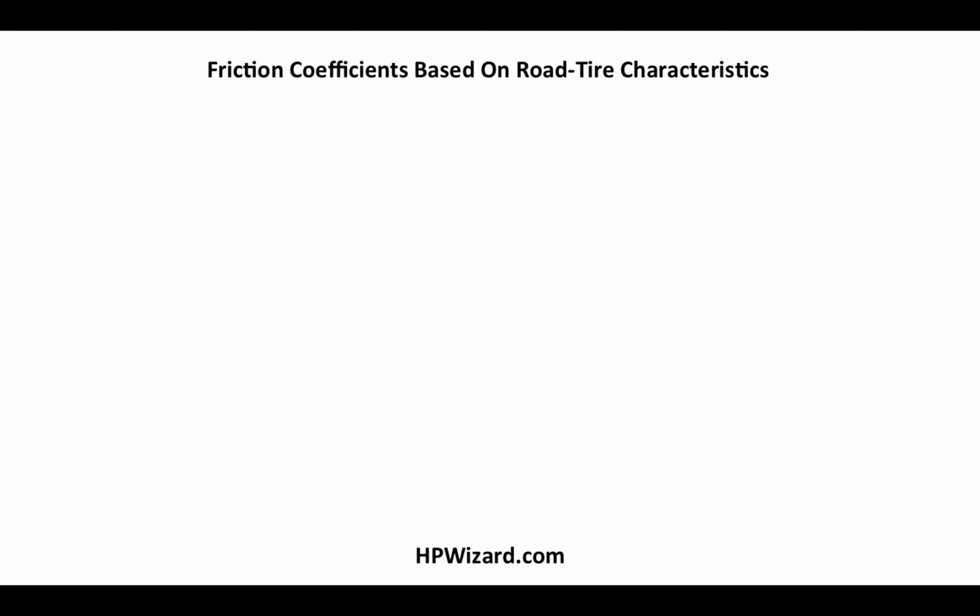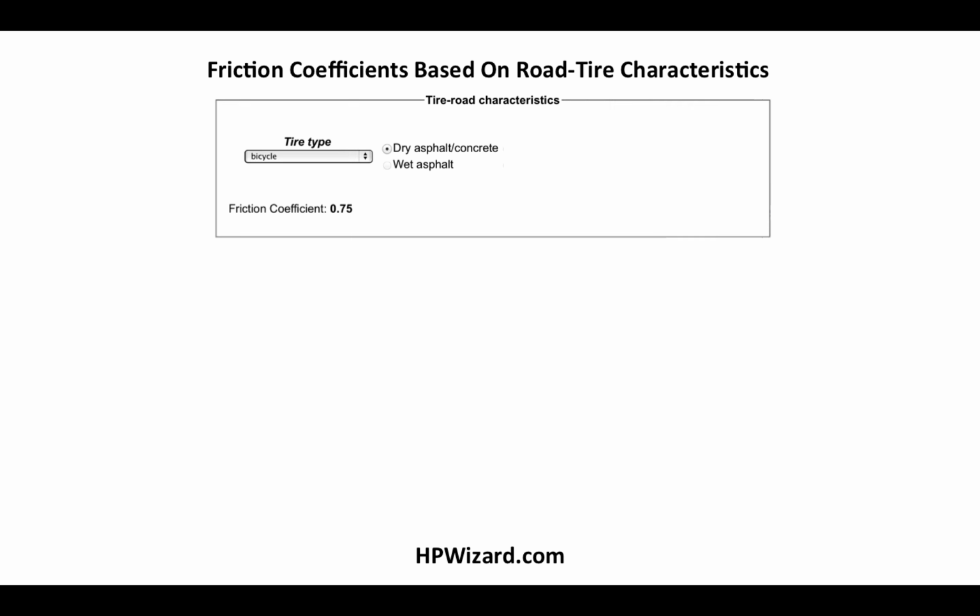For friction coefficients based on road tire characteristics, the first bit of information we find is this. This tells us that for a bicycle tire, under the conditions of dry asphalt or concrete, I have a friction coefficient of 0.75. The website did not give me a friction coefficient for a bicycle tire for wet asphalt or concrete, but it did for a car tire, so we're going to figure it out for a car tire and then infer what that would be for a bicycle tire.